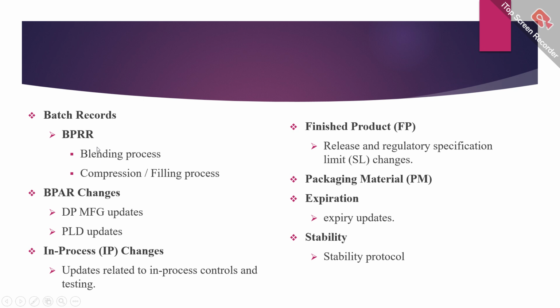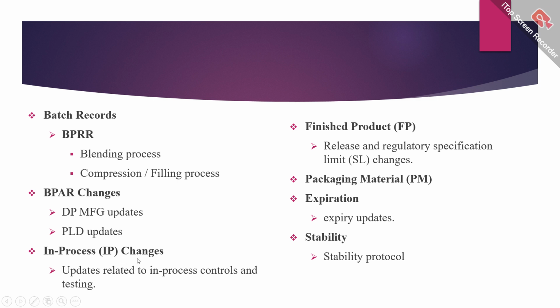In batch processing records, we will be having two types: blend batch record and also compression batch record. In case of capsules, the filling batch records. And next one is batch packaging record. In batch packaging record, we will be having DP manufacturing unit's batch packaging records, and also if there are any private label distributors, that information also we will be having. So in batch packaging records, we will be having counts: 30 counts, 40 counts, HTP container, blister packs, like that.